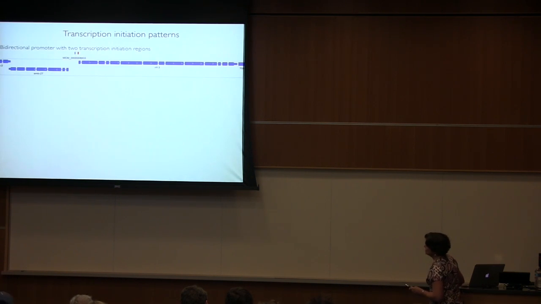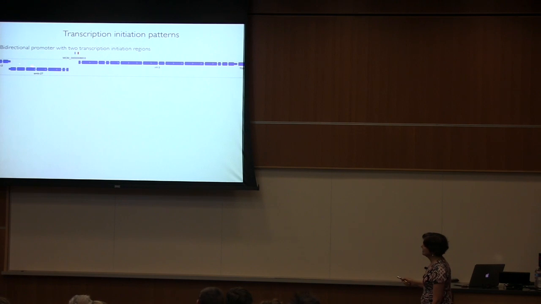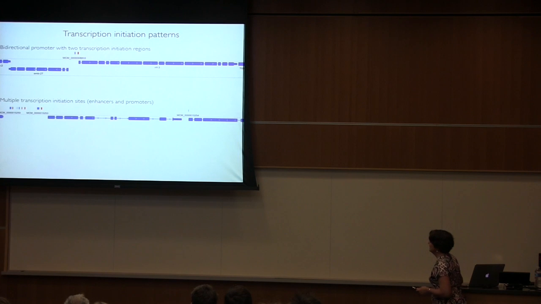Just to show you a little bit about what these initiations look like, we have different kinds of patterns. This is the simplest pattern. Here's a divergently transcribed gene. That gene goes this way. This gene goes that way. The red and the blue are these two initiation sites. So these are the two promoters for these two genes, and they're sharing a little nucleosome depleted region in the middle. Then we can have this one, which is a bit more complex, where this is, I think, the core promoter and probably some enhancer elements upstream.